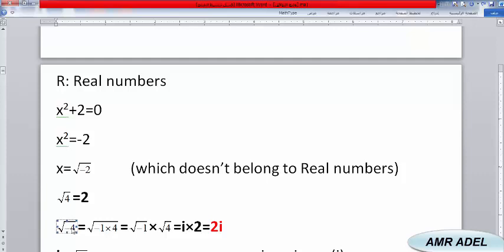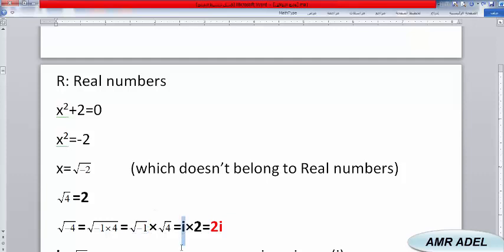This negative number, which is negative 4, they separated into two numbers, which is minus 1 multiplied by 4, which is minus 4. Then it will equal root of minus 1 multiplied by root of 4. The square root of 4 is 2, but the square root of minus 1 will be removed and replaced with what?